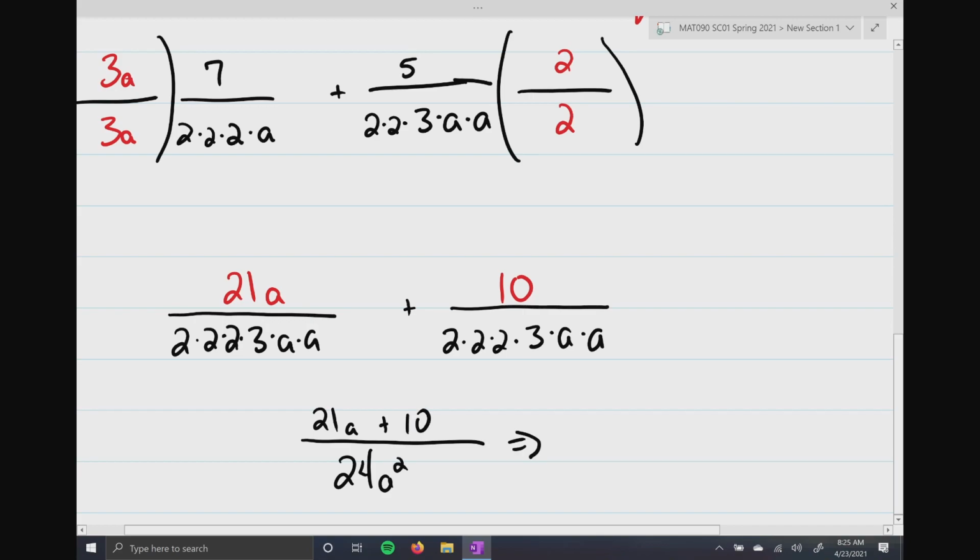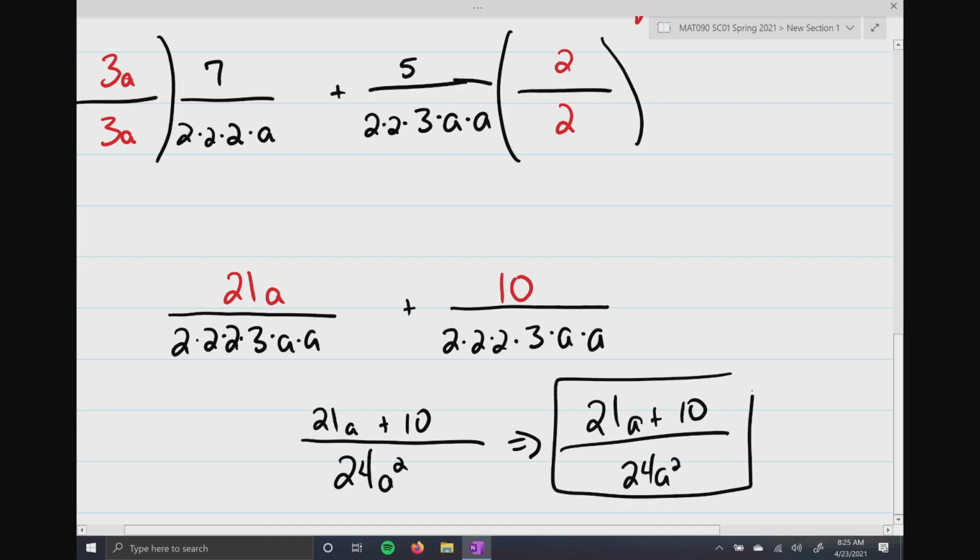Now you ask yourself, is there anything in the numerator you can combine? Okay, the answer is no. All right. And then you say, can I factor anything? Well, 21A plus 10, there's nothing you can factor there. So your final answer is just 21A plus 10 all over 24A squared. Does that make sense, everyone? Are we all on the same page?